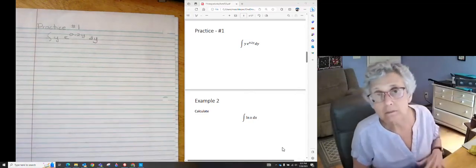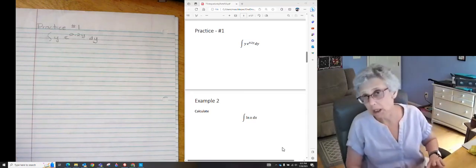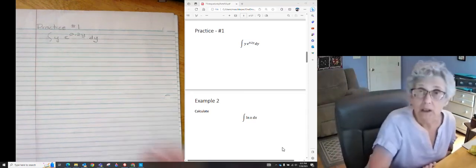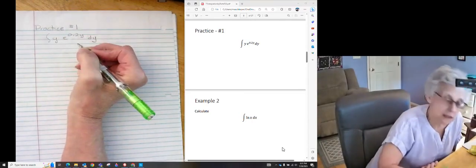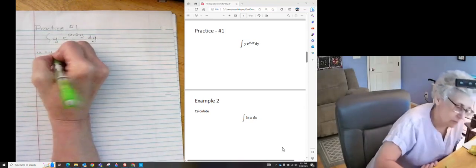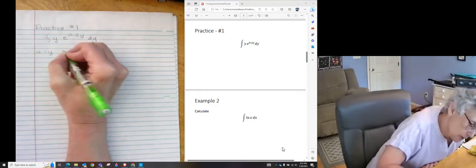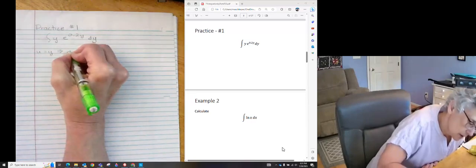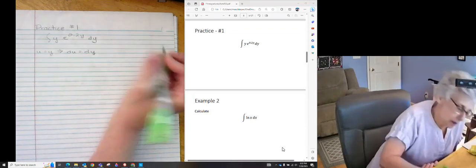Now pause, do the practice problem, and then we'll go through it together. We're going to do the same thing. Choose a u and a dv. u is going to be equal to y because that's super easy to find the derivative of. du is equal to dy.